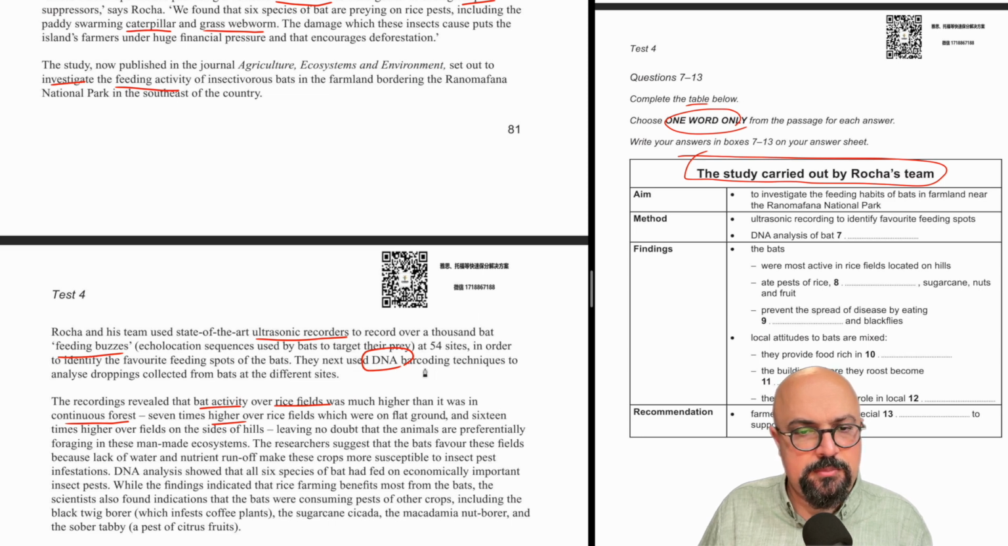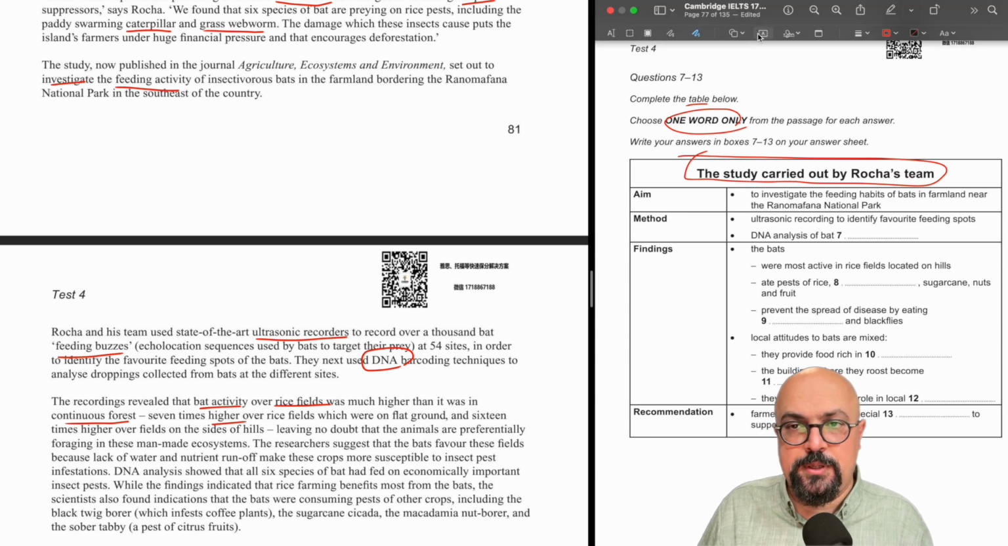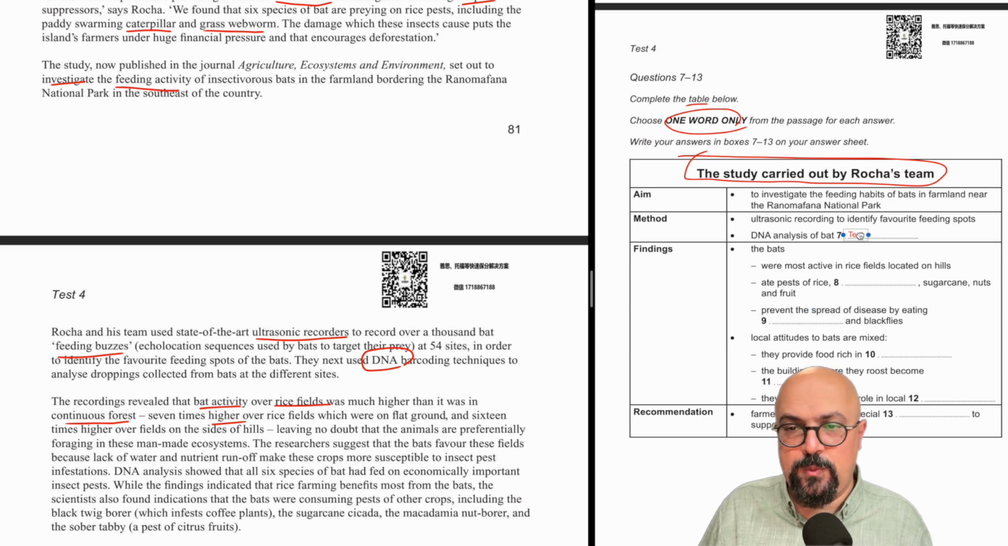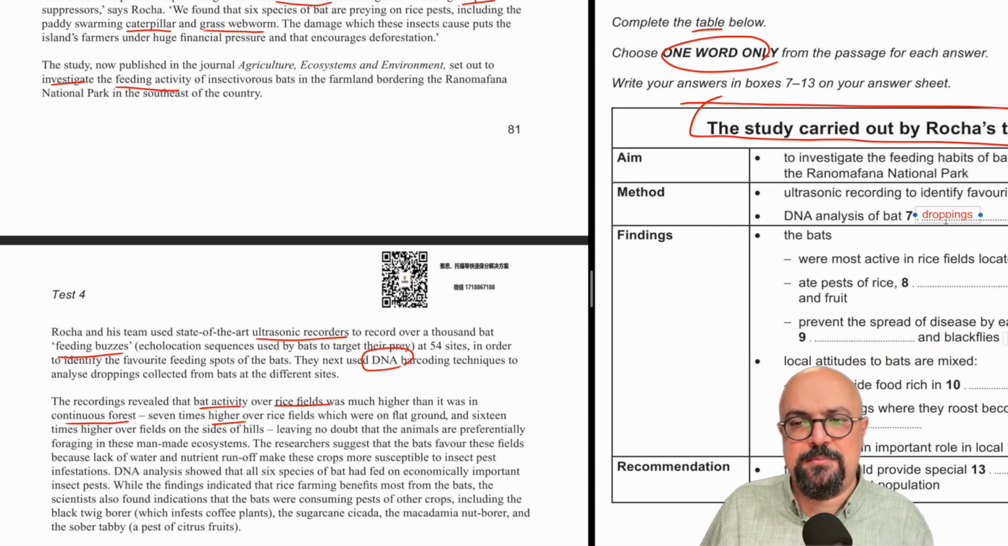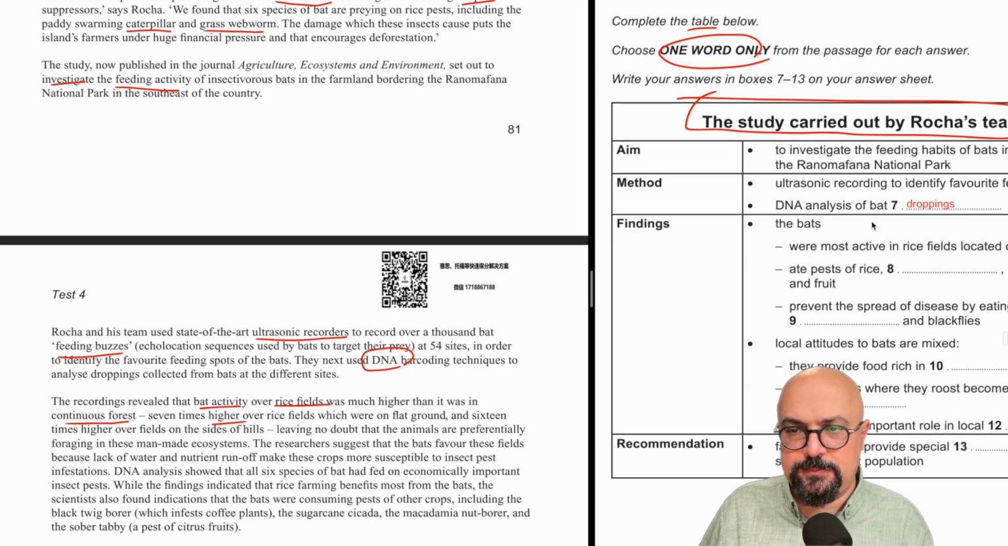Then use the barcoding technique to analyze droppings collected from... So they analyzed the droppings. Droppings from whom? From bats. So bat droppings, you know, the waste from bats. Even if you don't know what the word droppings means, it doesn't matter because these belong to the bats anyway. So droppings collected from bats, bat droppings.